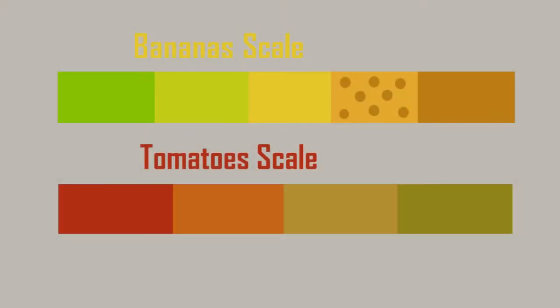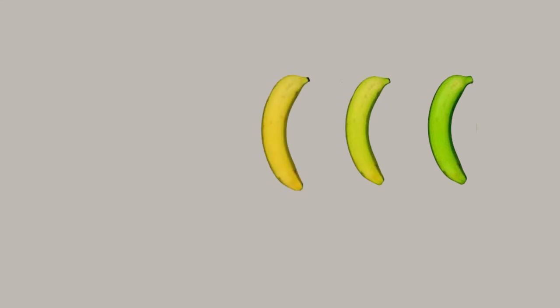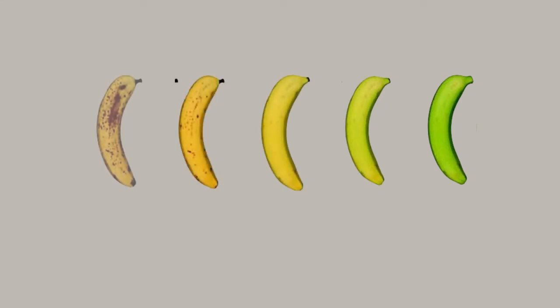In the selection of the samples of tomatoes and bananas for the tests with the texture analyzer, a color guide of maturation of the fruit skin was used. In the case of the tomato, the colors were green, green-yellow, orange, and red. Finally, for bananas, the colors were green, green-yellow, yellow, yellow with brown spots, and yellow-brown.